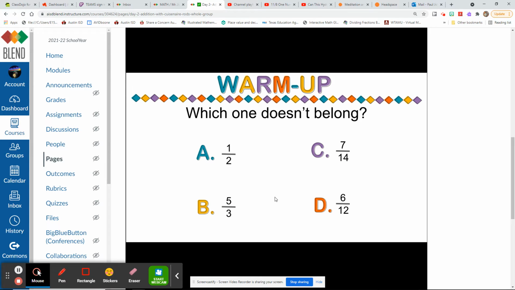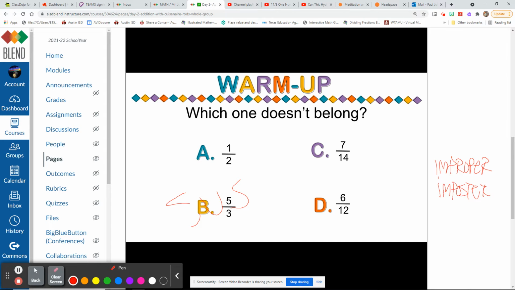All right, so which one doesn't belong? Well, it's a warm-up. Oh, we have an imposter. We talked about this yesterday. One of these things doesn't belong, and these things are what we know as imposters. So, remember our improper fractions are our imposters. All right, so which one is sus? This one is sus because our numerator is bigger than our denominator. So when your numerator is larger than your denominator, it is an improper fraction.